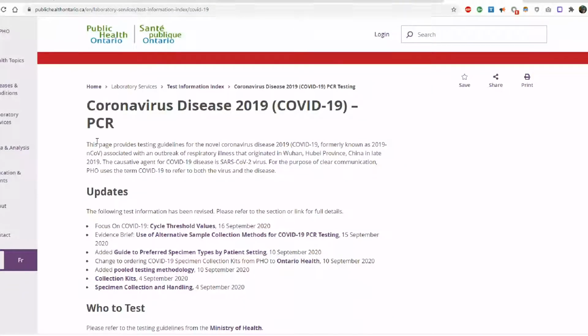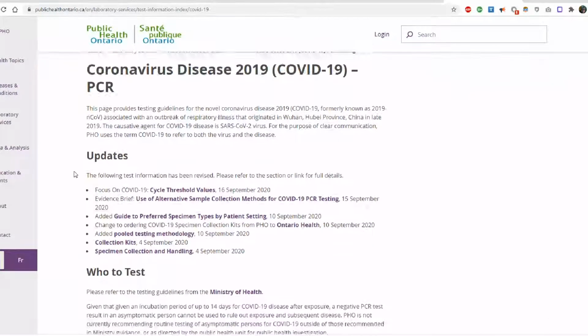So, reading it again, this page provides the testing guidance for the novel coronavirus disease, formerly known as nCoV, associated with an outbreak of respiratory illness that originated in Wuhan, Hubei province in China in late 2019. The causative agent of COVID-19 disease is the SARS-CoV-2 virus, and for the purpose of clear communication, PHO, who is PHO? Public Health Ontario, uses the term COVID-19 to refer to both the virus and the disease.